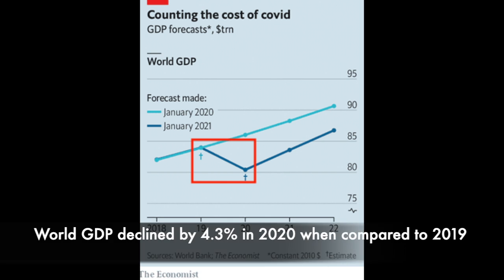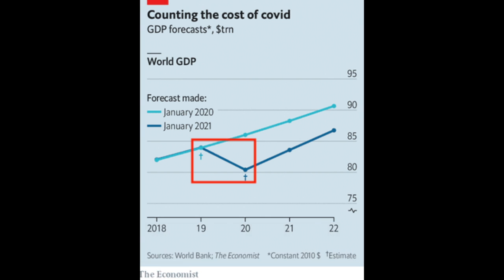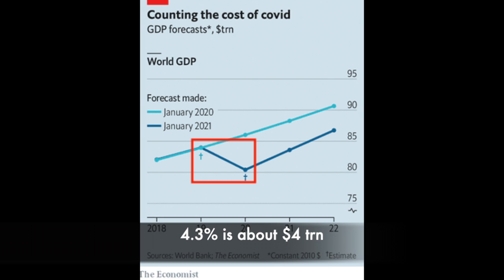According to the semi-annual Global Economic Prospects Report released this month by the World Bank, the world economy's GDP declined by 4.3% in 2020 when compared to 2019. To give you an idea, 4.3% corresponds to approximately $4 trillion. But this figure actually understates the cost of COVID since it only measures the drop from where we were pre-pandemic, not from where we would have been had the virus not spread.